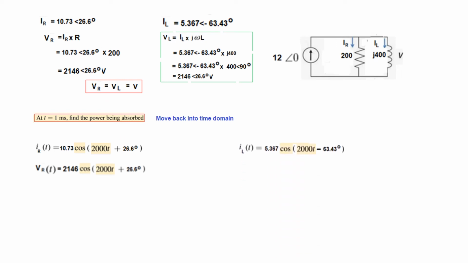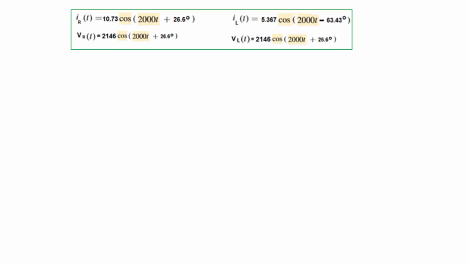And also IL from here: 5.367 cosine 2000t, and since the angle here is negative 63, it will be negative 63. And VL remains the same as VR, so we can just copy this. So we have found the 4 terms in the time domain now: the 2 currents and 2 voltages.